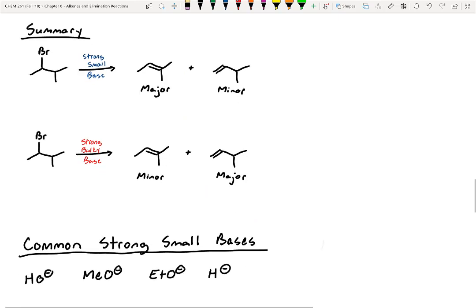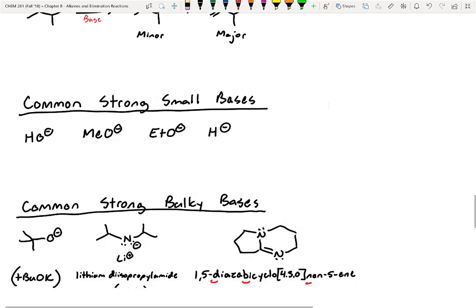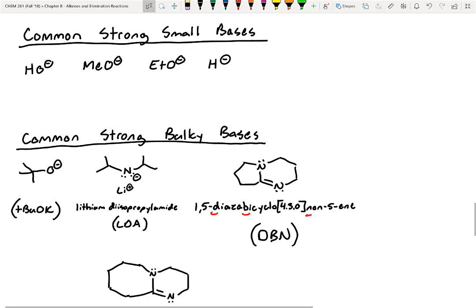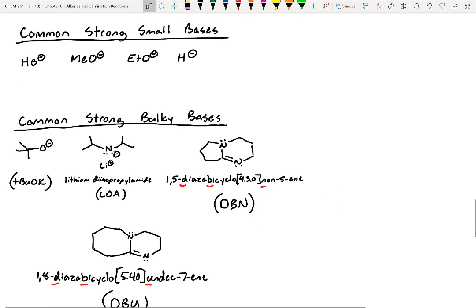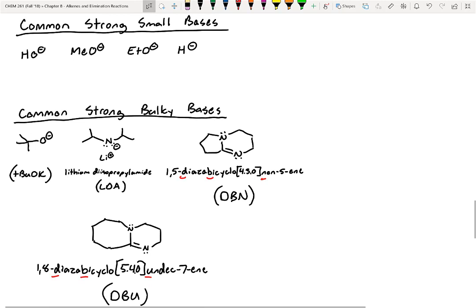So as we covered in class, there are a handful of common strong and small bases. So let's take a look at those again. Common strong small bases are things like hydroxide, methoxide, ethoxide, and hydride reagents. All of these are relatively small and tend to favor your more substituted alkene. So let's make a note of that.